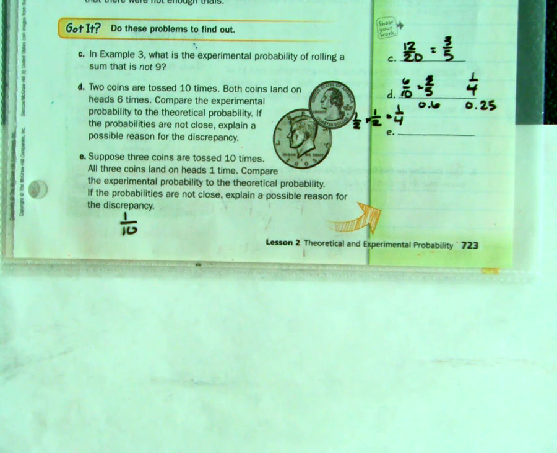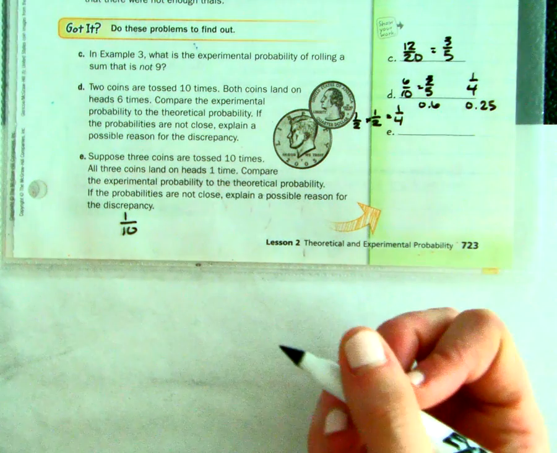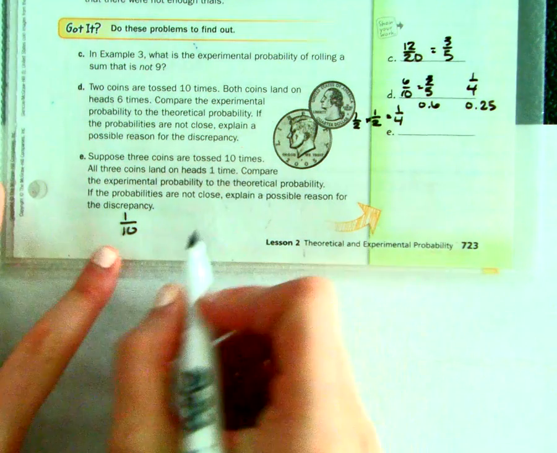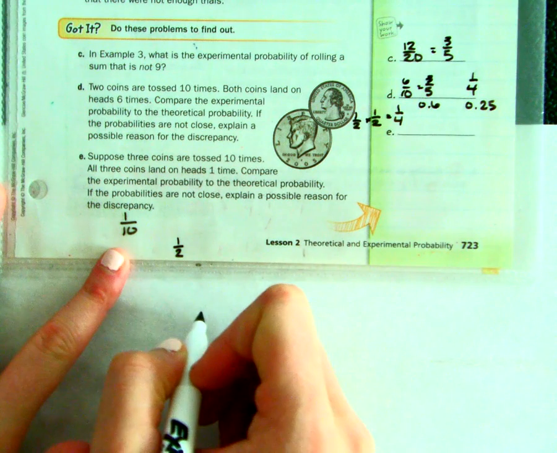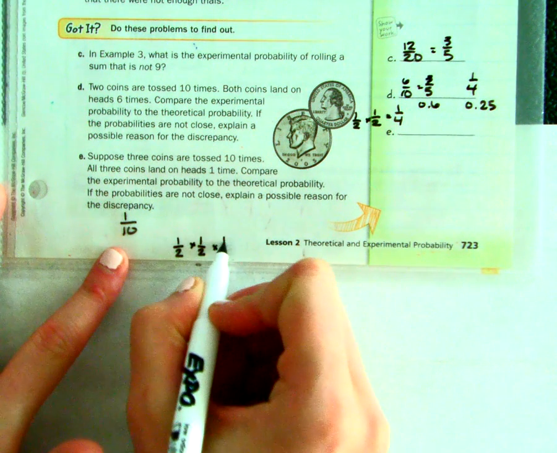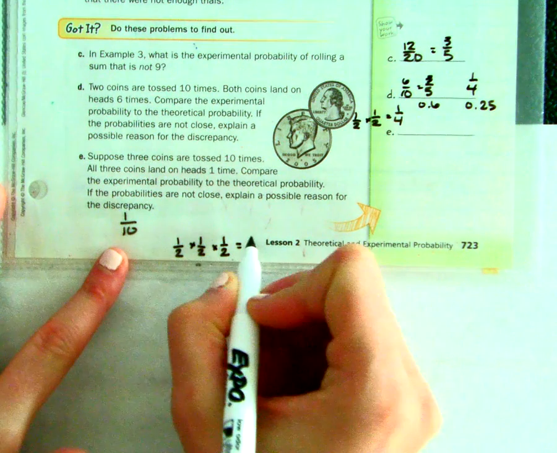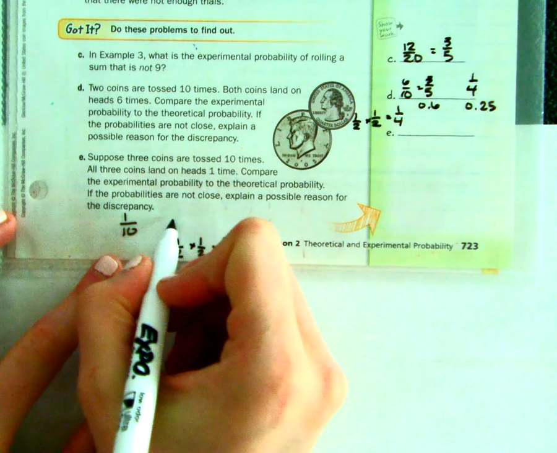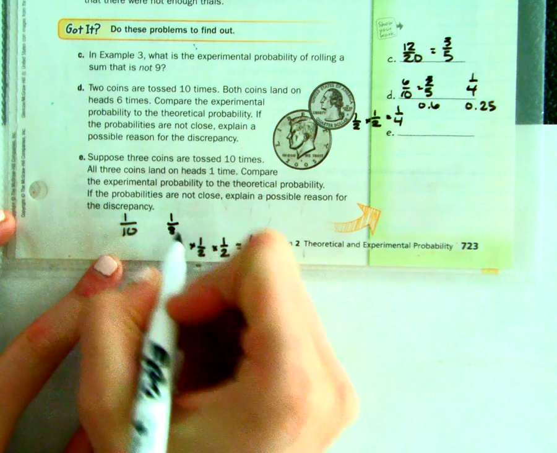Okay, then we go to our theoretical probability. So what was supposed to happen? So to find out our theoretical probability, when you flip a coin once, we have a 1/2 chance of getting a heads. Okay, then we flip it again, we have another 1/2 chance. The third time, we have 1/2 chance. We multiply them all together, so we have 1/8. Okay, so our experimental was 1/10, our theoretical is 1/8.